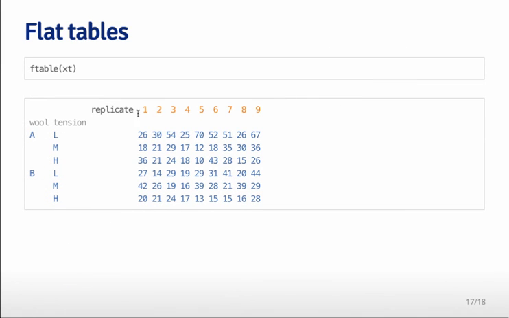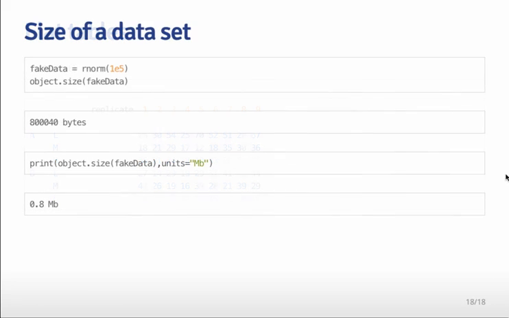You can make flat tables by taking the crosstabs that you made previously and applying the ftable command. All that will do is summarize the data in a much smaller, more compact form, so it's easier to see when you have these large tables.